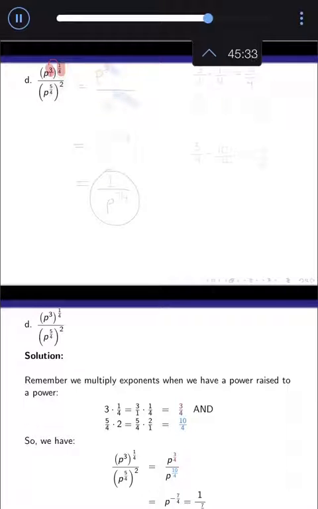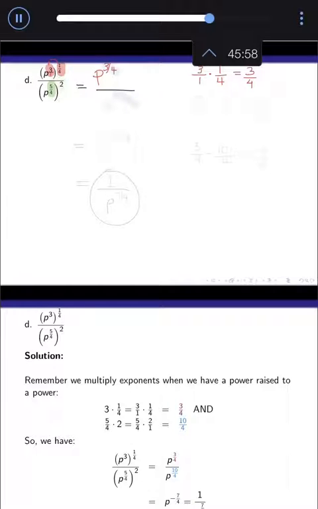How do you multiply fractions? Well, you go straight across. So 3/1 times 1/4, straight across the top and straight across the bottom will give you 3/4. So the top becomes P to the 3/4. Now I need to do the same thing on the bottom. So on the bottom, what do I have?